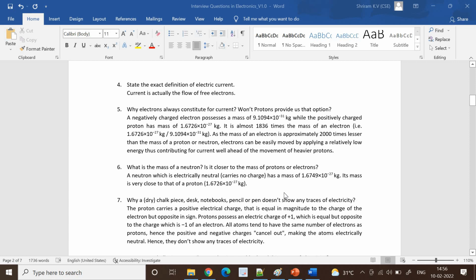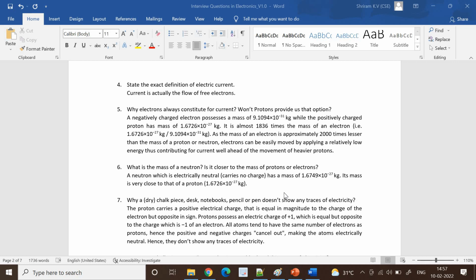Well, why do electrons always constitute current? Won't protons provide us the option? Well, this is a very good question. Why do electrons always constitute current? Won't protons provide us that option? I hope you understood the question clearly. Please listen to this answer very clearly.